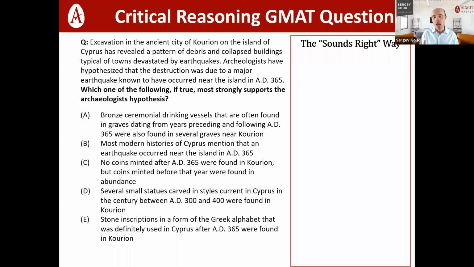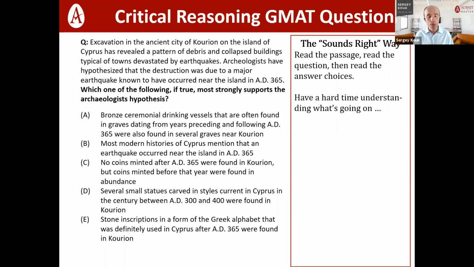But here's what we see a lot: many people are going to be using what we'll call the sounds right way, which is essentially we're going to read the passage, read the question, read the answer choices, and try to make sense of this passage. It's a little hard at first to understand what's going on, but we have to keep moving. So we are going to be looking for something that's related to what we're talking about. So what is it that we talked about? We talked about the earthquake, we talked about AD 365, and we talked about the ancient city of Kourion on the island of Cyprus.